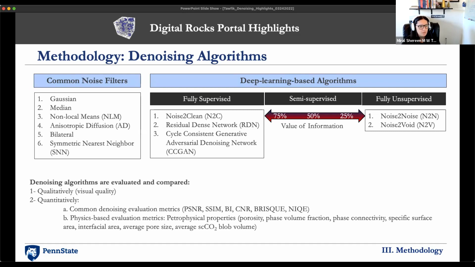And so we compare all 14 denoising algorithms, first qualitatively, which is the most common evaluation method we saw in the literature. And we also compare it quantitatively using traditional denoising evaluation metrics like PSNR, SSIM. We also segmented the denoised data sets and used segmented images to conduct a physics-based evaluation, where we compare the calculated petrophysical properties for each denoised data set to the values calculated using the reference or the high quality data. So this includes bulk petrophysical properties like porosity and saturation, as well as pore scale properties like phase connectivity and specific surface area.